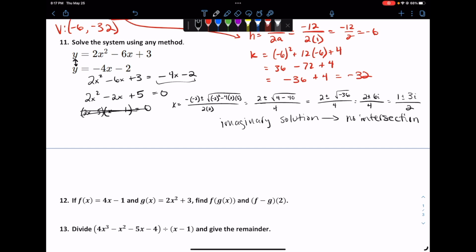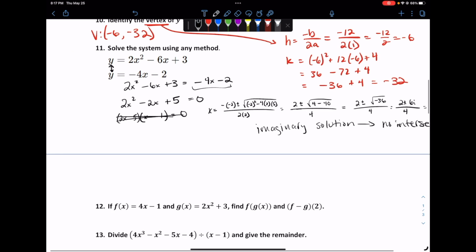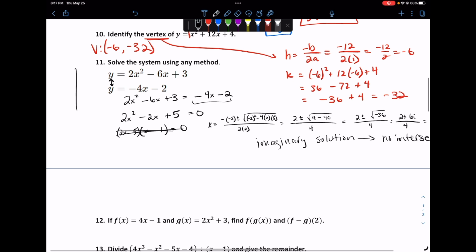So pretty much that just means we have, like, in this case, the parabola is, let's just say it's like up here, and the linear function is down here. So they're never going to intersect because the linear function is below the quadratic function.